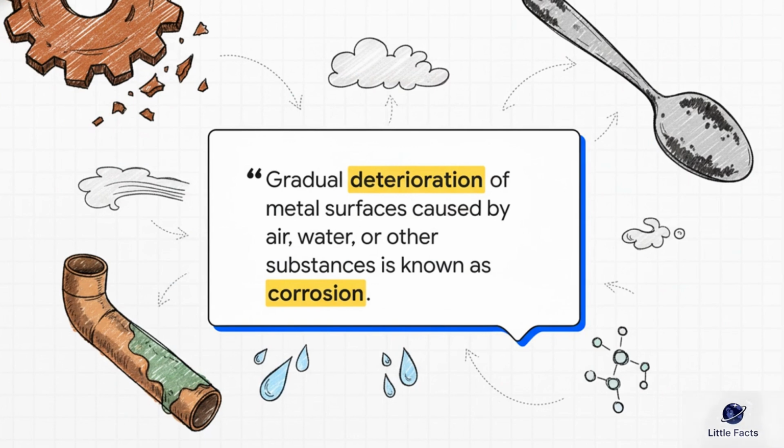So this whole process of a metal breaking down like that, it has a scientific name, corrosion. Rusting is probably the most famous type of corrosion, but it's really just what happens to iron. Other metals corrode too, like when copper gets that green patina or silver turns black.